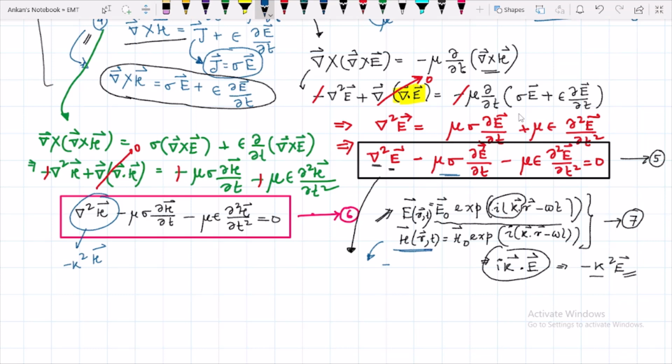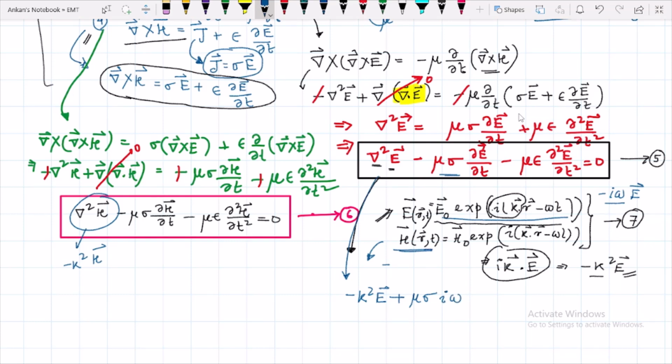If all the terms remain the same, that is E naught exponential of this totally means E vector. If you take the del t, then I omega simply comes out, and this I omega has the negative sign in front of its expression. So this negative and this negative become positive, and we will get minus k square. From this, by substituting the first set of equation 7, we will also obtain k square E plus mu sigma will remain as it is, and I omega.